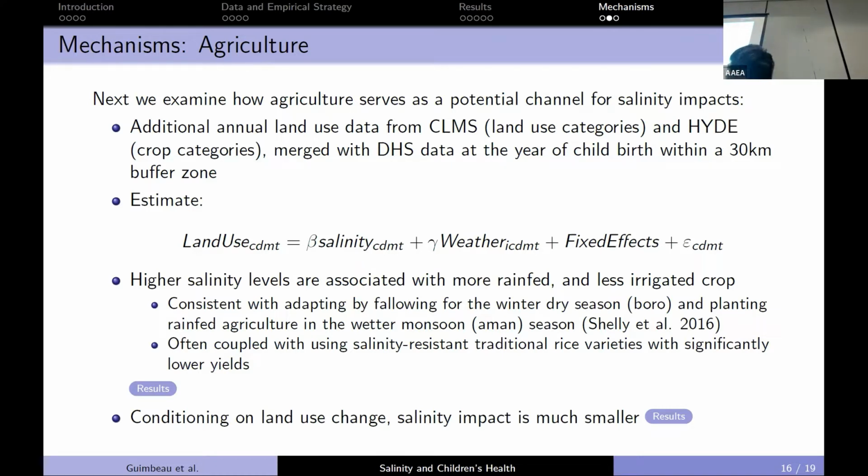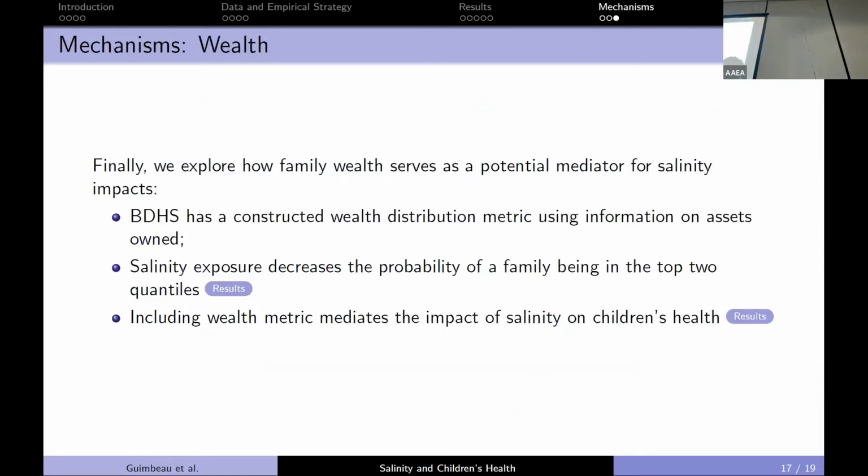But then, they're also shifting from the dry crops, which gives some more resilience towards salinity, but then really less profitability. And that seems to be tapping into what's going on here. When we add in the land use indicators into our main regression, the effect completely goes away. So that seems to be indicating that land use is at least one of the most important mechanisms.